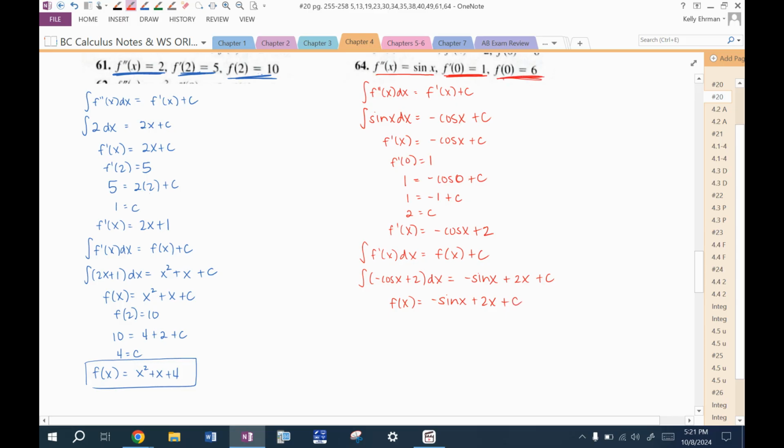And here's the last point. So because I know f of 0 equals 6, I can put in 6 for f of x and sub in a 0 for the x value. Sine of 0 is 0. 2 times 0 is 0. So c comes out to 6. So f of x is equal to negative sine x plus 2x plus 6.